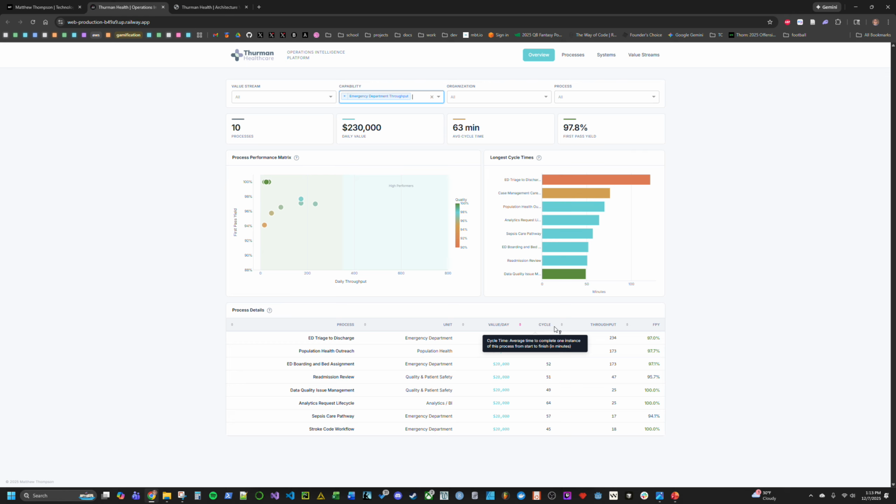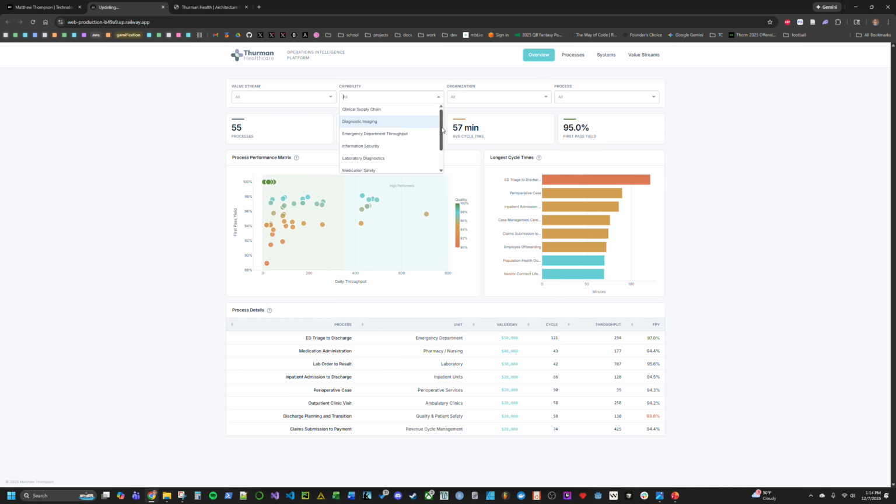I'm utilizing Lean Six Sigma metrics here because I wanted a standard framework to measure efficiency. First pass yield is a metric that Lean Six Sigma uses. There are definitions of those down here. There are obviously estimated values here, like the value of your emergency department triage to discharge. In a real-world scenario, those would probably be a lot more than $50,000.